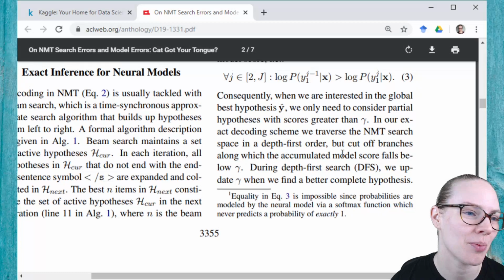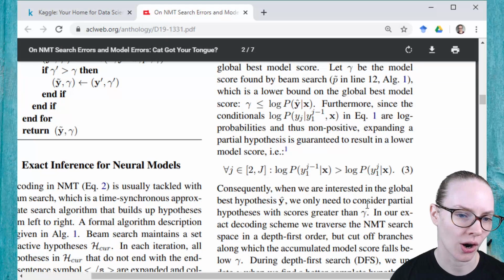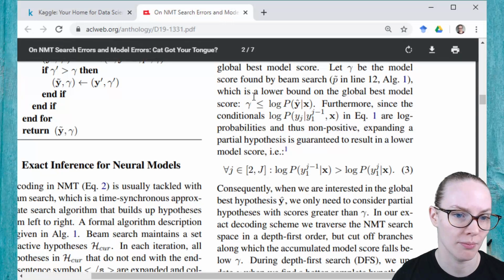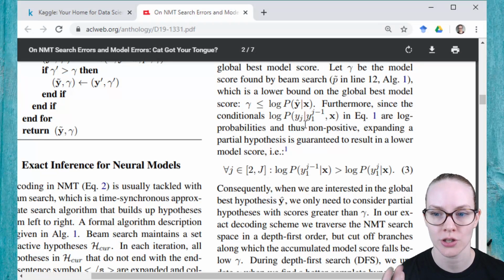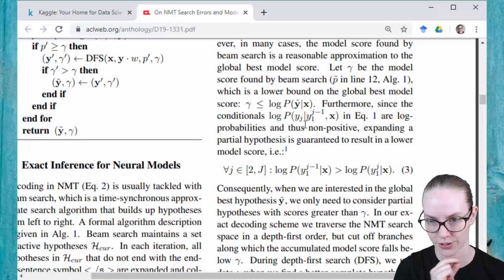We only need to consider partial hypotheses with scores greater than gamma. So if the partial hypothesis we generate is not better than our current global best model score, we can just chuck it out. It's not going to be an improvement because we know that making it longer is just going to make it worse.